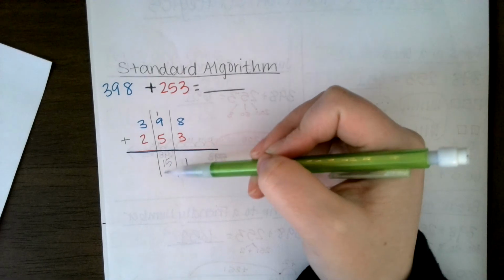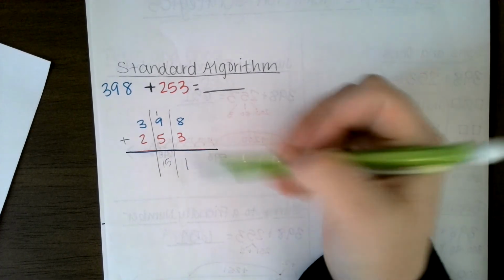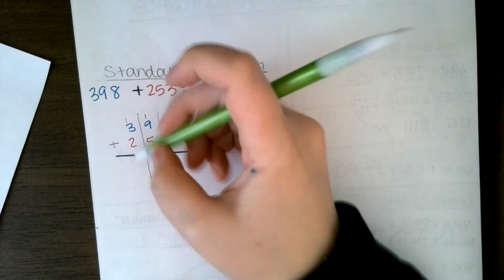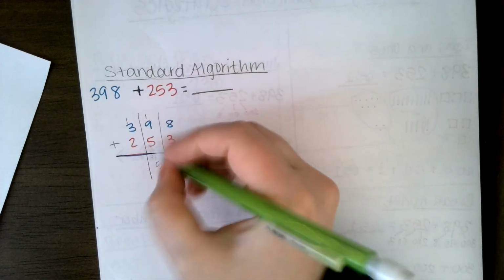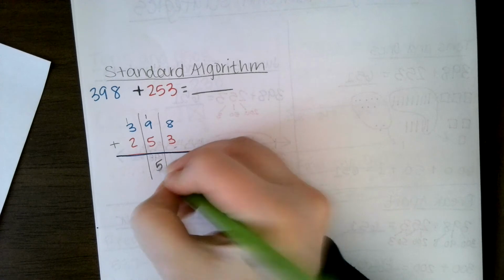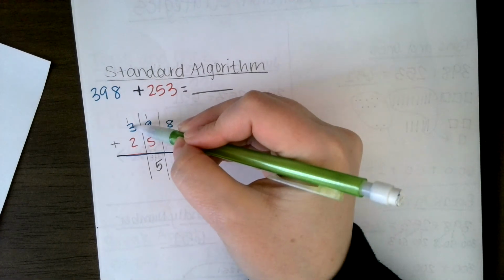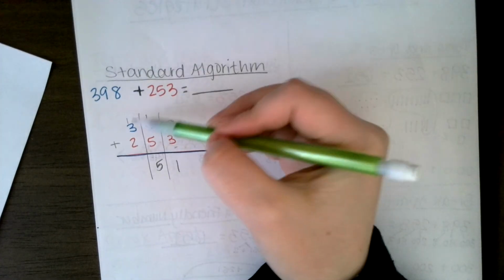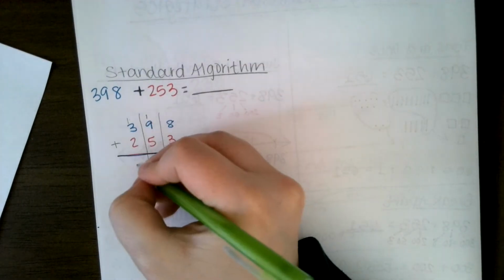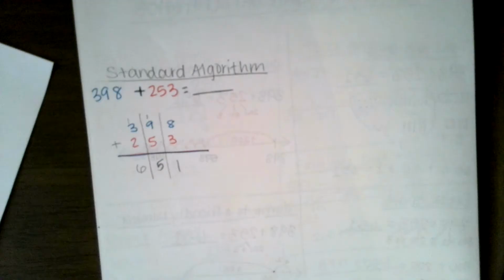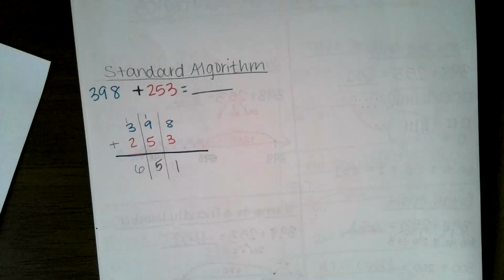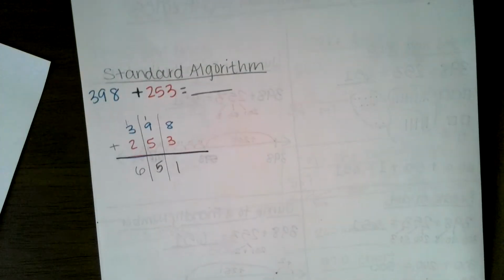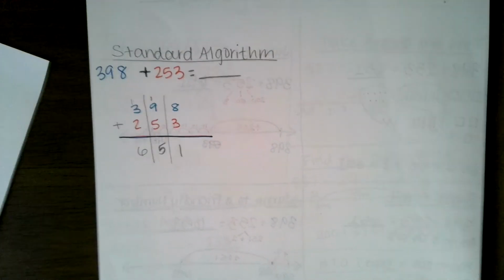I can't have hundreds be in this place value. So the group of 100 needs to go here, and the 5 tens stays in the tens place. 300 plus 200 is 500, plus 1 more is 600. I still got the same final answer, but all of the regrouping took a lot of time and left a lot of chances for mistakes.